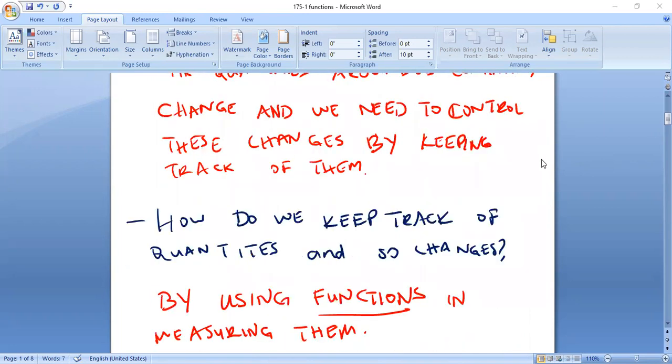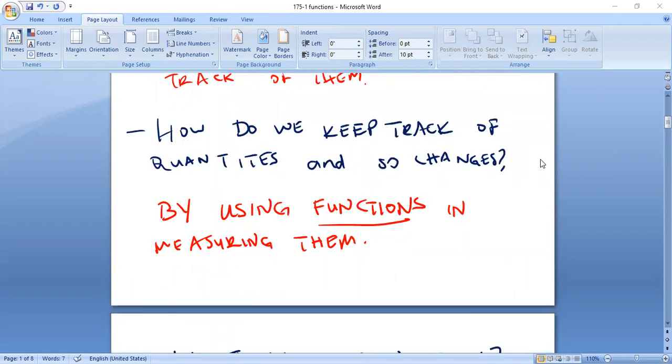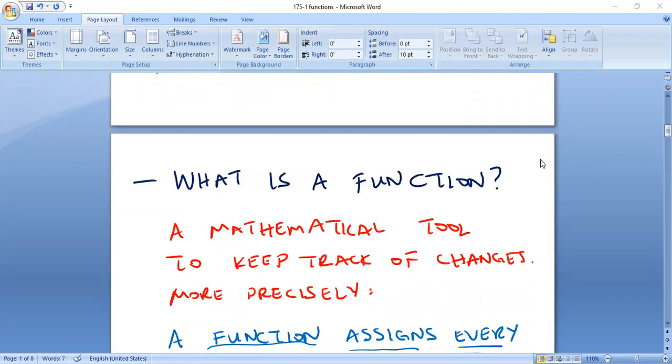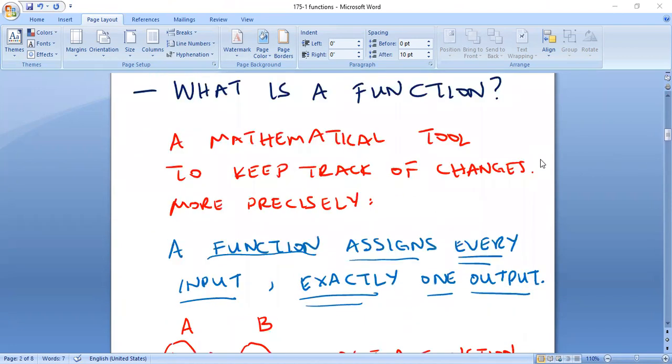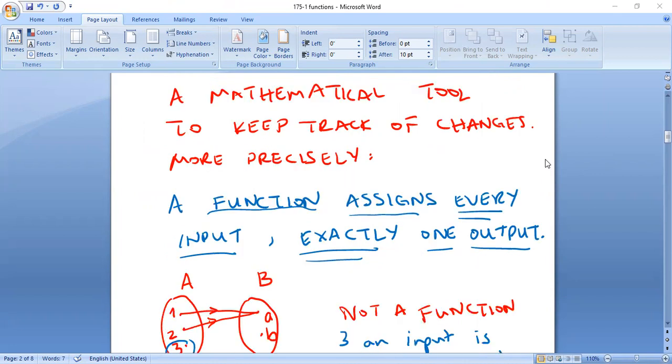So how do we keep track of quantities and thus changes? Well, by using functions in measuring them. So what's a function? A mathematical tool to keep track of changes. More precisely, a function is an assignment for every input. It assigns exactly one output.